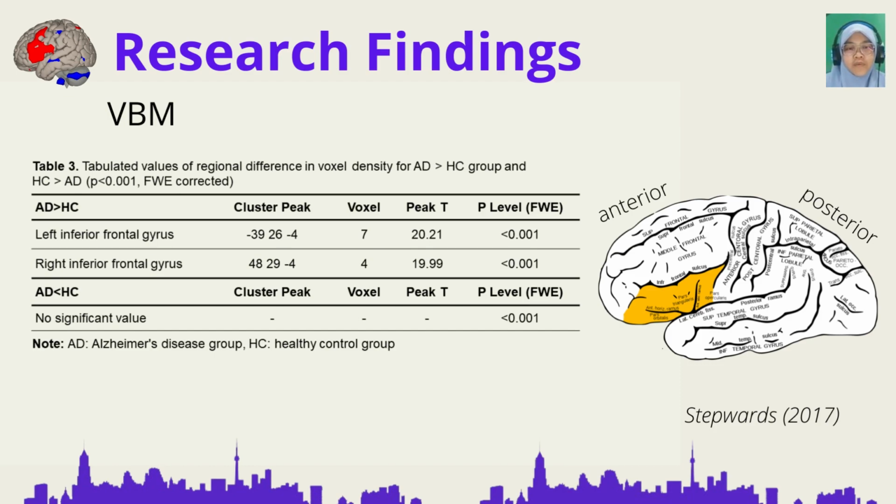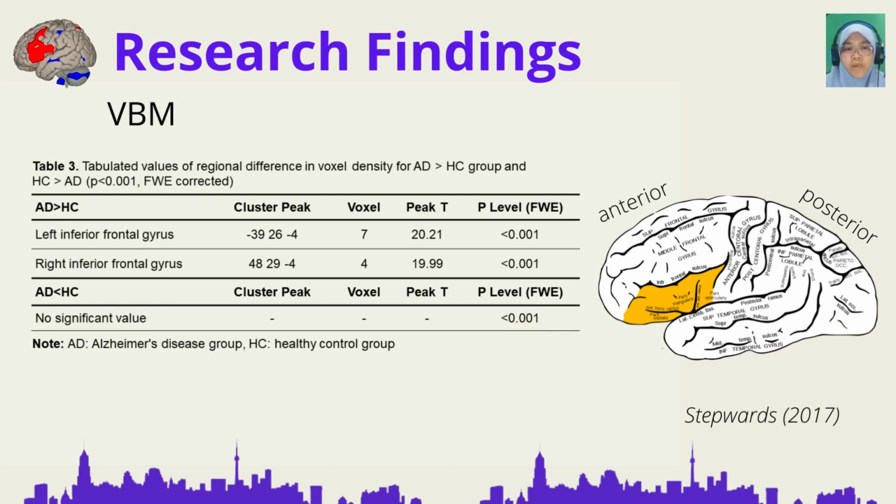This is the result from our voxel-based morphometry. We compare AD group more than HC group and HC group more than AD group. We reduce the p-value from 0.05 to less than 0.001 family-wise error corrected to get the signal because our sample is small, and we do the resting state fMRI, where the brain activity is not very highlighted at p-value 0.05. So that's why we reduce the value so we can see the signal area.